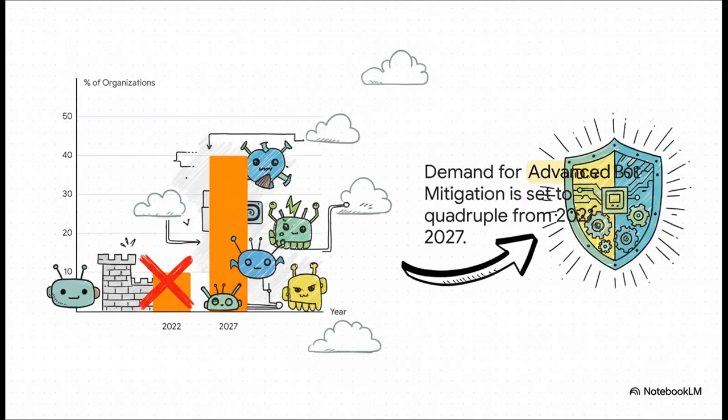And you don't have to take my word for it. The numbers really tell the story. Back in 2022, less than 10% of organizations were even looking for advanced bot mitigation. But Gartner predicts that by 2027, that number is going to more than quadruple to over 40%. The demand for these smarter defenses is just exploding.